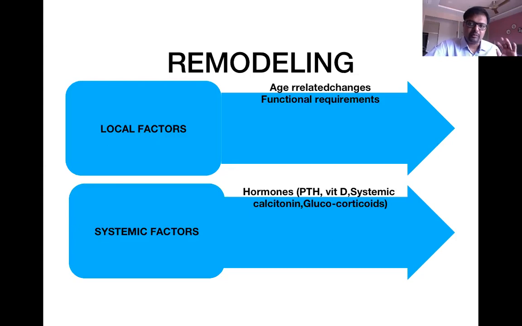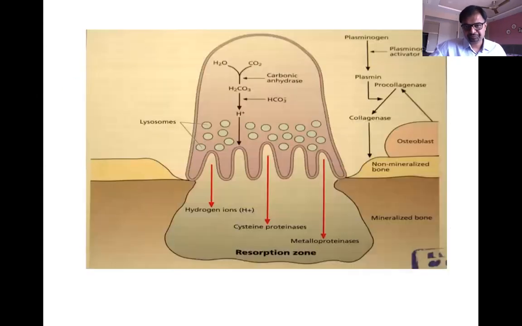By development, it can be endochondral or what we call intramembranous ossification. Intraorally, the bone is classified as alveolar bone proper and then the basal bone. Alveolar bone proper is present only when the teeth are present. The minute the tooth is out of the socket, the alveolar bone is gone. And what are the factors governing bone remodeling? Basically, local factors, which are age-related changes, functional requirements, and systemic factors, primarily parathormone and vitamin D levels.